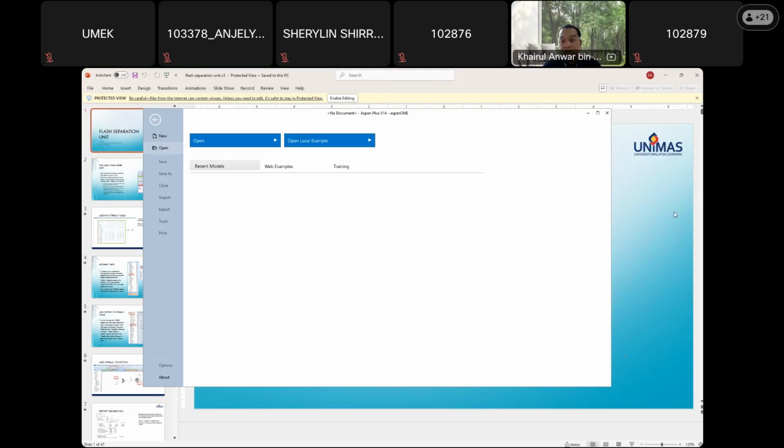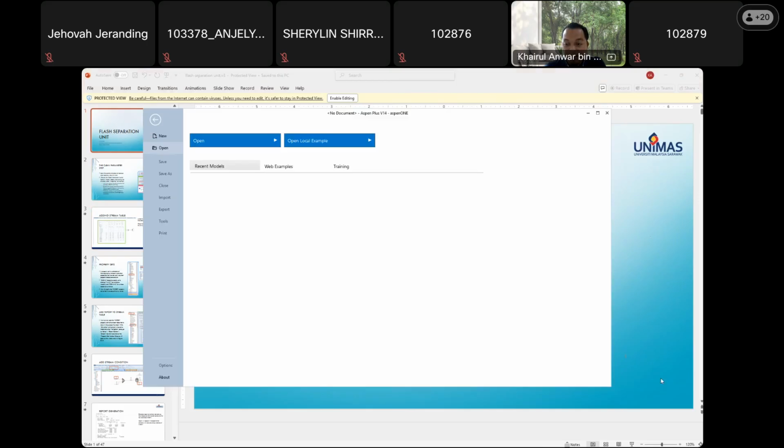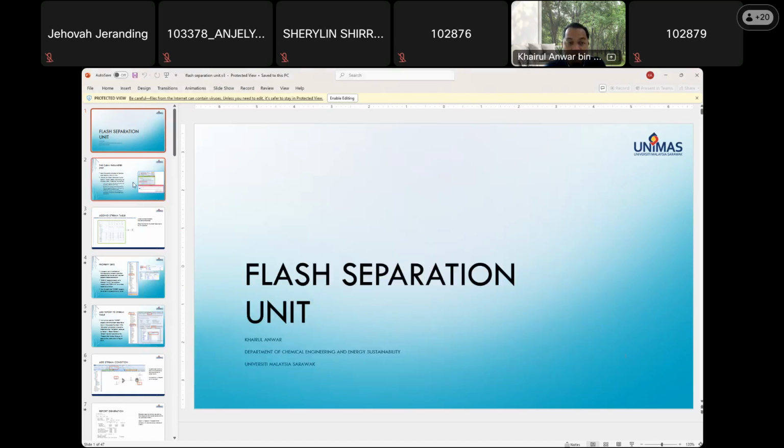So we continue the flash separation unit for the ASPEN simulation. For this class unit, we have ASPEN on your computer. I have recorded it. Later I will show it or upload it and edit.